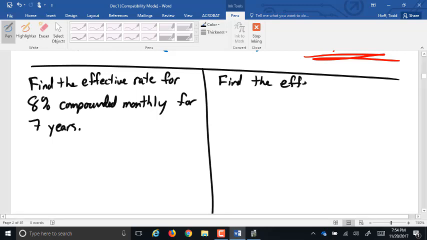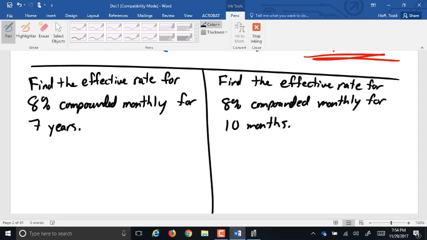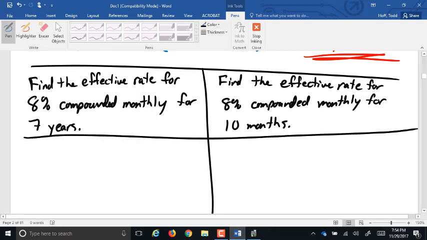The second one is going to be: find the effective rate for 8% compounded monthly for 10 months. Now, before you start punching in a lot of numbers, which one should be larger? Which one is going to compound more times? The 7 years. Now, remember, if it's more than a year, we use 1 year.